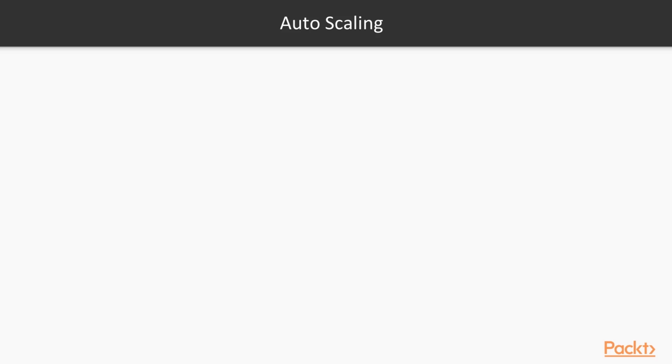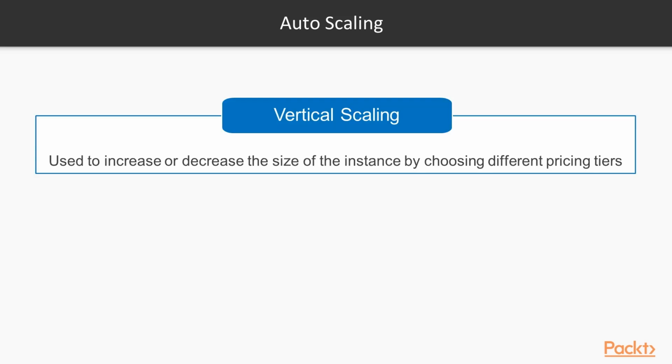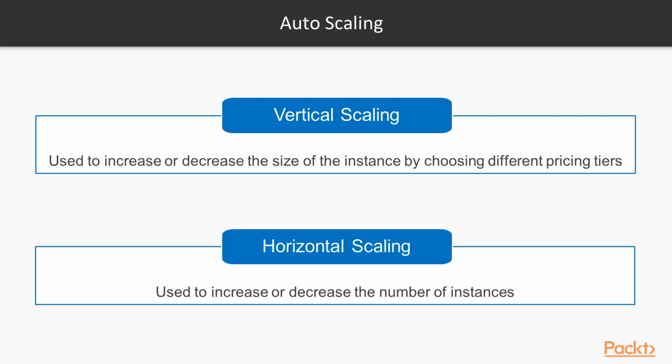A significant part of making an application highly available and having good performance is scaling resources. There are 2 types of scaling: vertical scaling and horizontal scaling. In vertical scaling, we increase or decrease the size of the instance by choosing different pricing tiers, and to increase or decrease the number of instances, we use horizontal scaling.